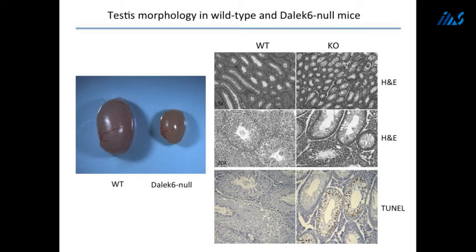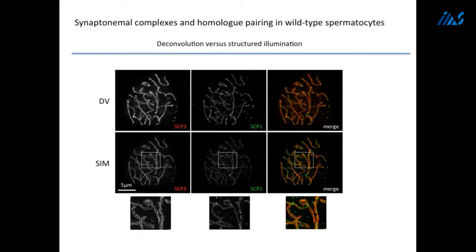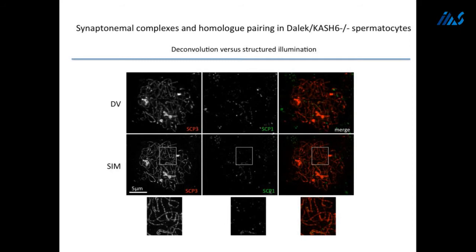Now, I'm running way out of time here, so I'm going to be very quick about this and make the point that what seems to be going wrong in these animals is that in the absence of this protein, Dalek, we can't form homologous pairs. So homolog pairing doesn't occur, and the spermatocytes arrest in early meiosis 1.